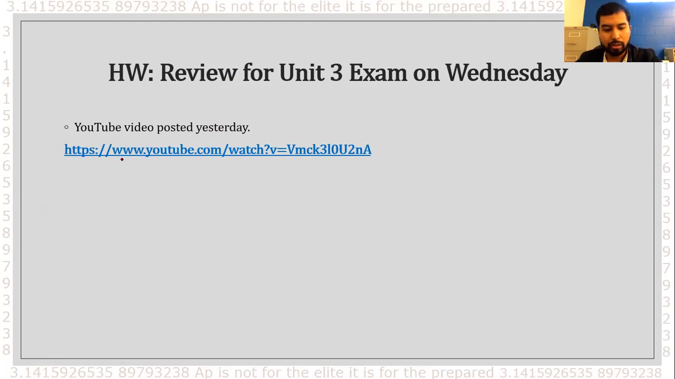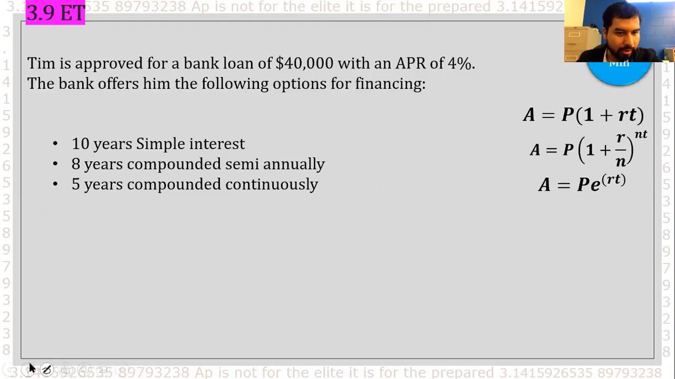Please study for the exam on Wednesday, and the exit ticket. So if Tim is approved for a $40,000 loan at 4%, and the bank offers him these type of options, which one is for the best interest of Tim to do? Okay. So go ahead and pause the video and turn in the exit ticket either by Teams chat or the Teams assignment. Other than that, that's all that I have for you guys.